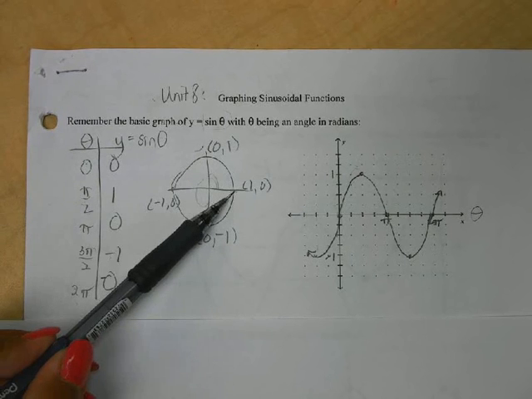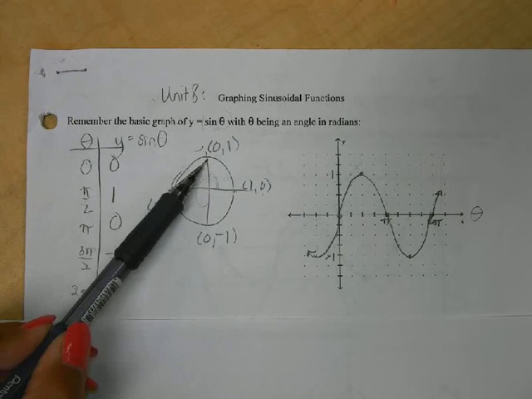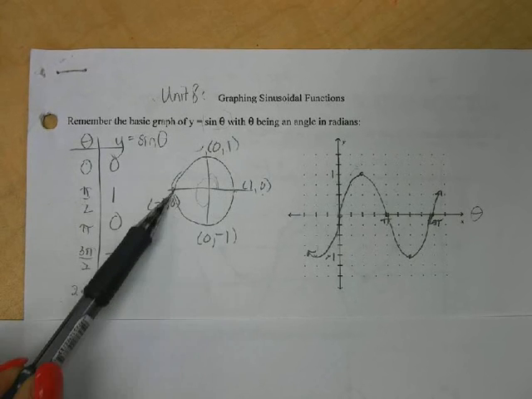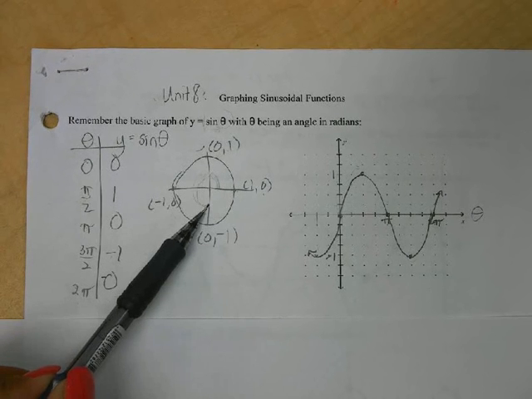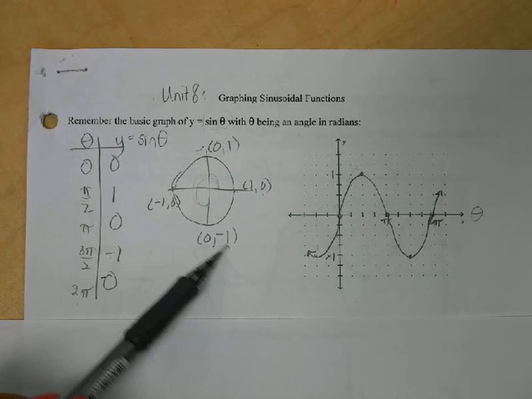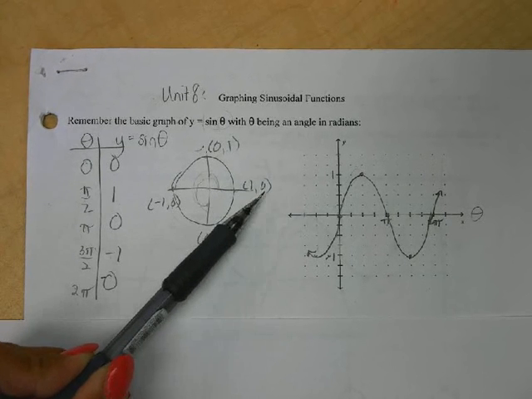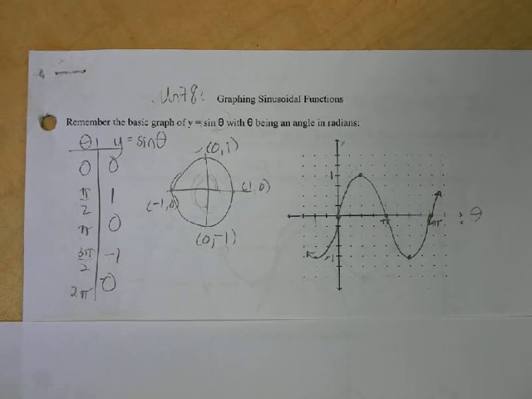So the y coordinate, so the sine of 0 is going to be 0. The sine of pi over 2 is going to be 1. Sine of pi is going to be 0. Sine of 3 pi over 2 is going to be negative 1. Sine of 2 pi will be back to 0. And then the cycle will continue on if I found 5 pi over 2, 3 pi, and so on.